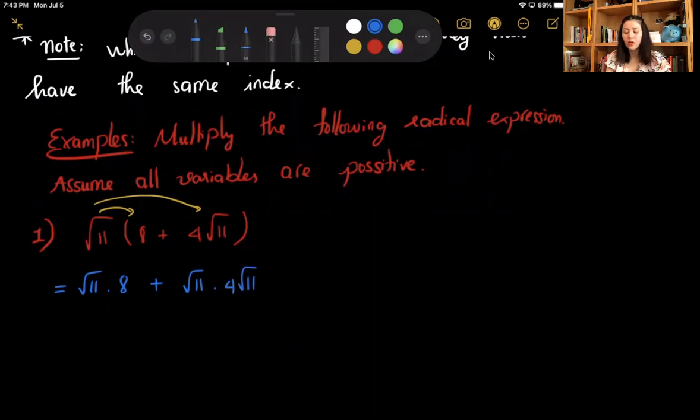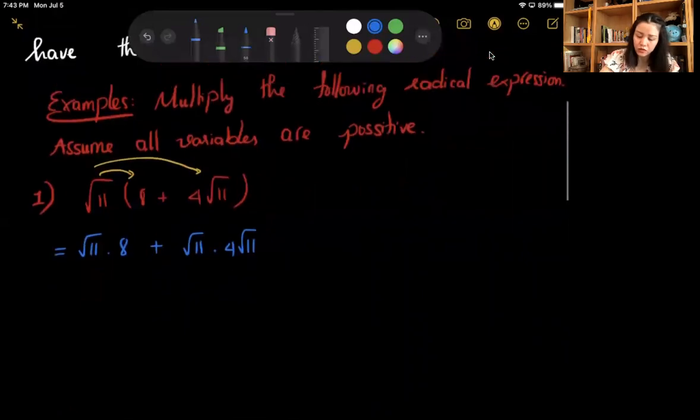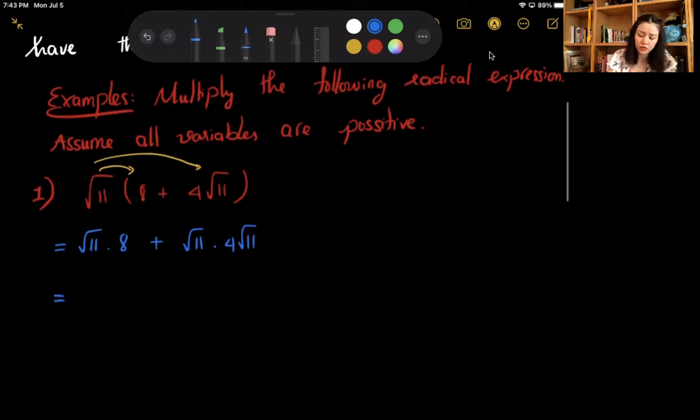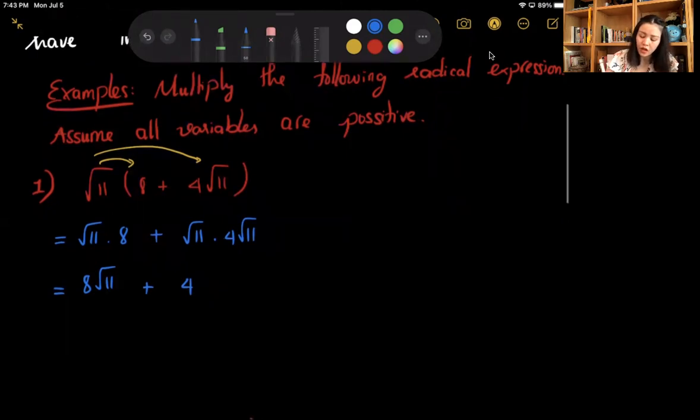Just write out the basic steps. You don't have to do it all at once in your head, or there's a chance you're going to make a mistake. Square root of 11 and 8 don't have the same index, so nothing I can do about that. So just rewrite it as 8 square root of 11. Plus, I can bring the 4 to the front, right? A times b is equal to b times a, the commutative property. Square root of 11 times square root of 11.